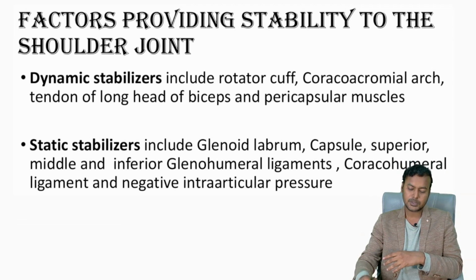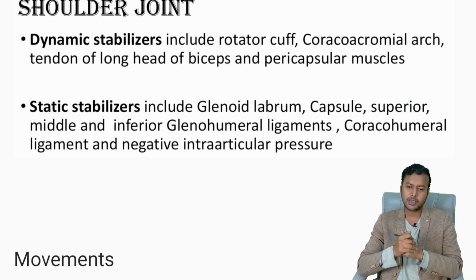So you know what is that? The rotator cuff muscles. And what do you mean by static stabilizers? Static stabilizers, well, they remain in their position. So the glenoid labrum, the fibrous capsule, and the superior, middle and the inferior glenohumeral ligaments. These ligaments we had discussed, which are present on the inner aspect of the fibrous capsule.